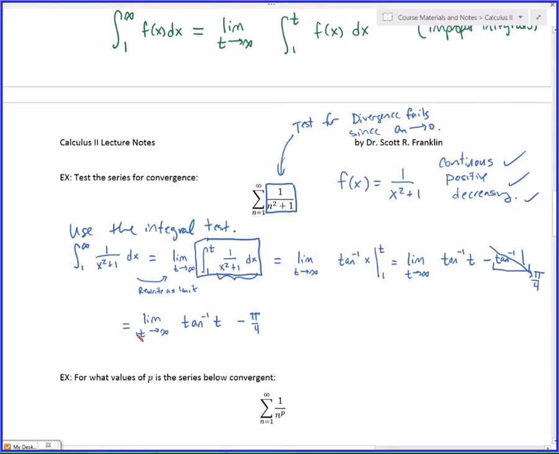Okay, now the question is, what's that limit? What's the limit as t goes to infinity of tangent inverse? Picture of it on these pages. On page 3, you get the picture of the arctangent or inverse tangent. Looks like this.